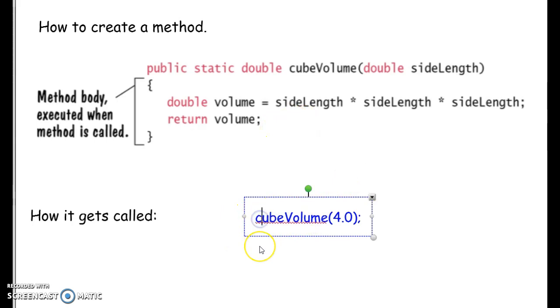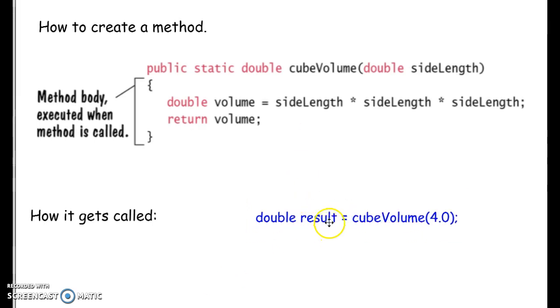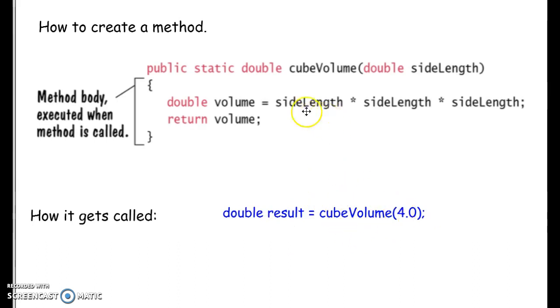All right, so if I want to do that, I look at the heading and it looks like it's returning a double. So I would need to make a double variable called result or something and set that equal to whatever is returned from the cubeVolume method. In this case, it would be 4 times 4 times 4, which would be 64. So at the end of this code, result would have the value of 64. All right, so there's two parts: creating the method and then calling the method.